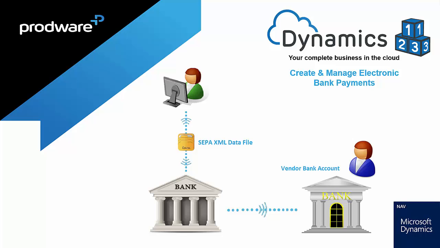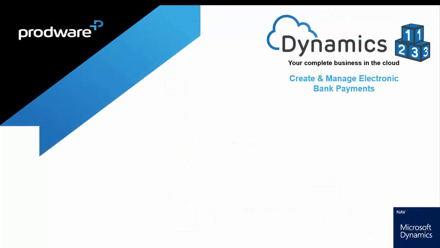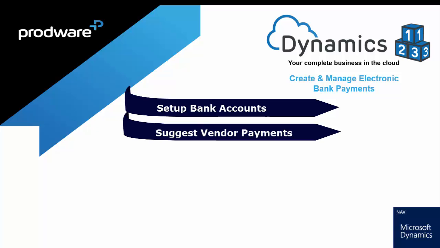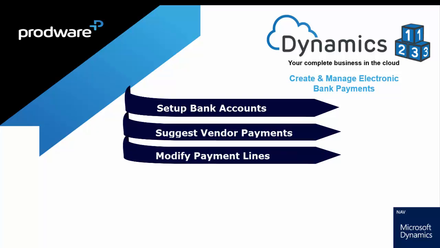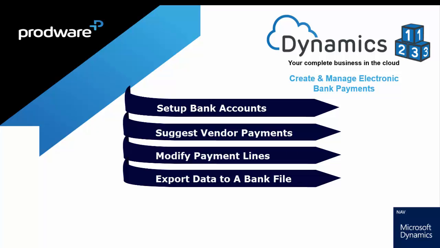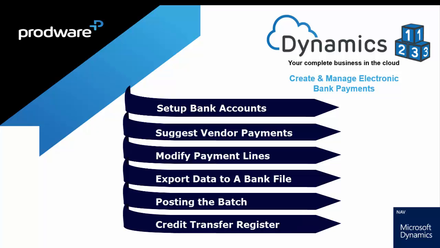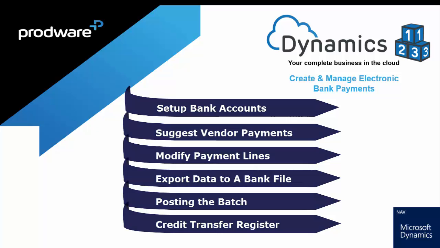I'll show you the setup that you need to do in order to use this function, and I'll show you how to set up bank accounts and how to export payment data to an electronic bank file. I'll use the Suggest Vendor Payments function and show you how to modify payment lines. I'll demonstrate how to export payments to a bank file and post the batch. Finally, I'll show you how we can review the files created by reviewing the credit transfer register. Let's get started.